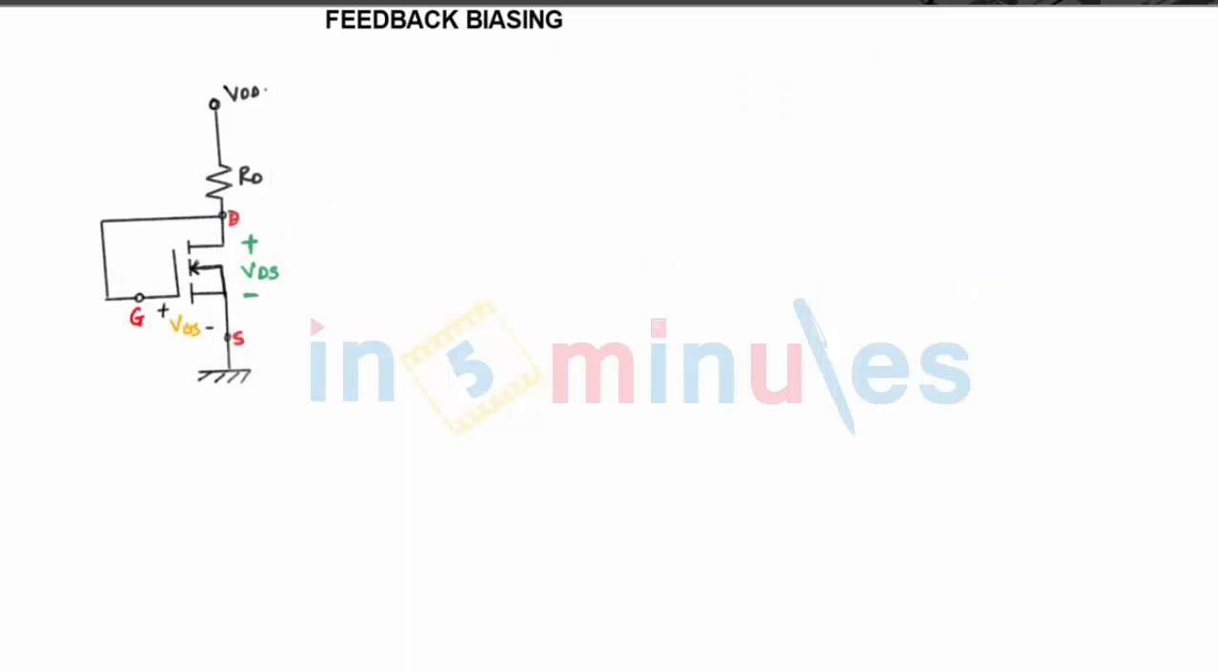From the diagram, since drain and gate are the same point now, we can say VD equals VG, that is, the voltage at the drain equals the voltage at the gate. Or we can say VDS, that is the drain to source voltage, equals VGS. Since drain and gate are the same, we can simply tell it like this.